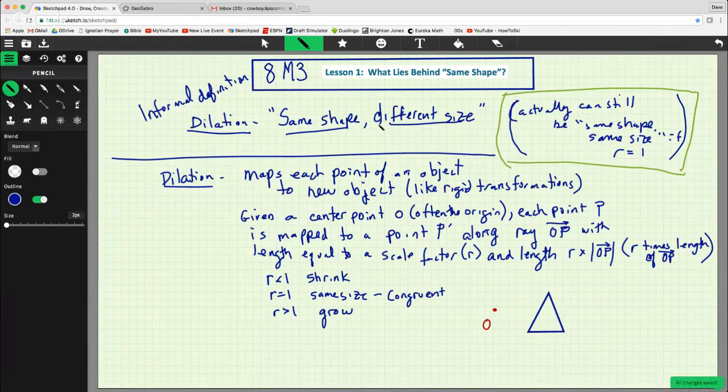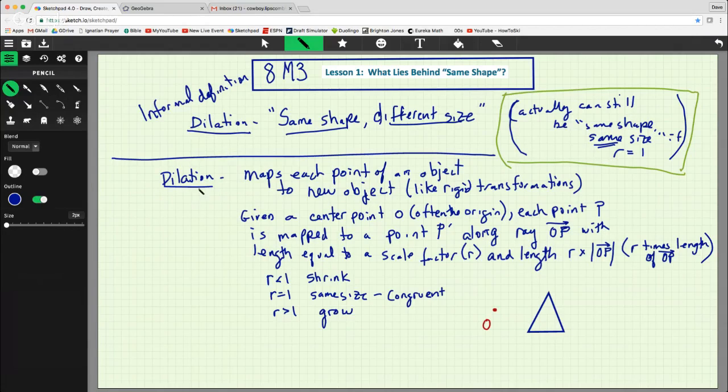And we learned that it can actually still be the same shape and the same size. That would be if we have a dilation size of 1. So any object that's the same as another one, they're congruent, in other words. Those are still dilations. But generally, when you dilate it, you're making it bigger or smaller, although technically you can keep it the same size.